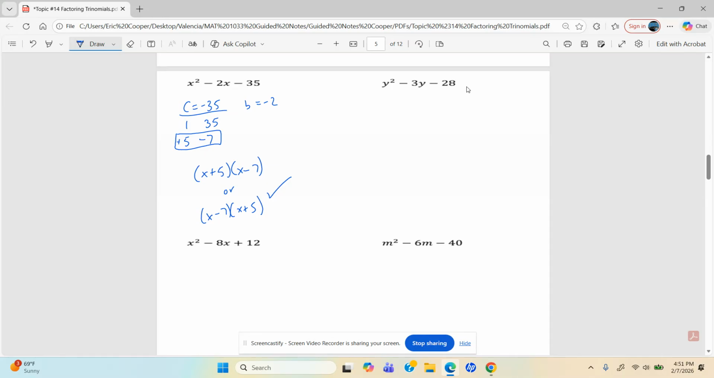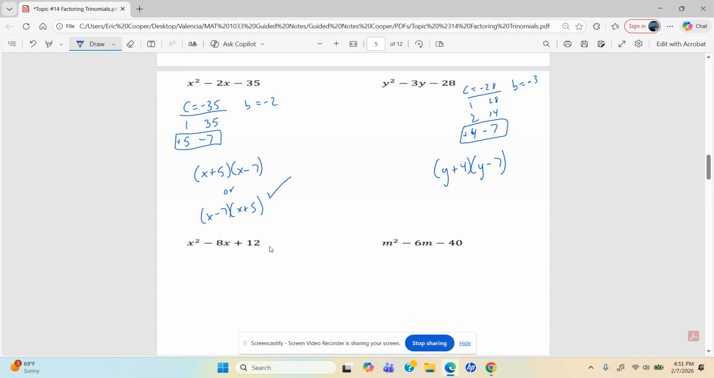Let's do the same thing for the next problem. I've got to find something that multiplies to negative 28 and adds to negative 3. So when I look at 28, I've got 1 and 28, 2 and 14, 4 and 7, and that's it. Trying to find a pair that's 3 apart, I've got 4 and 7. It has to multiply to a negative number, so these signs have to be different, and it has to make a negative 3. So again, the bigger one has to be the negative. So in this case, my answer would be y plus 4, y minus 7.